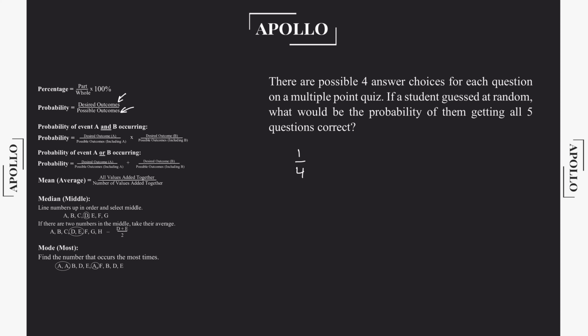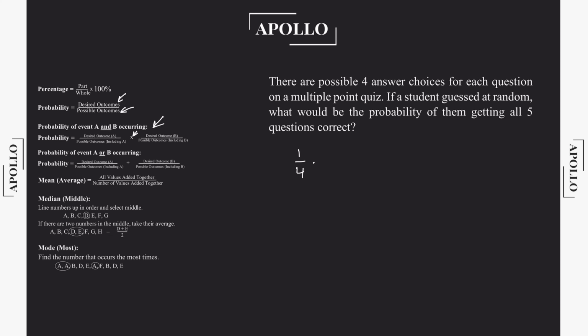But we're asking, what's the probability of them getting all 5 questions correct? So that would be and, right? So that would fall under this umbrella, right? Because it would be event A and B and C and D and E, getting 1 through 5 all correct. So as it shows right here, we're going to multiply all these together.